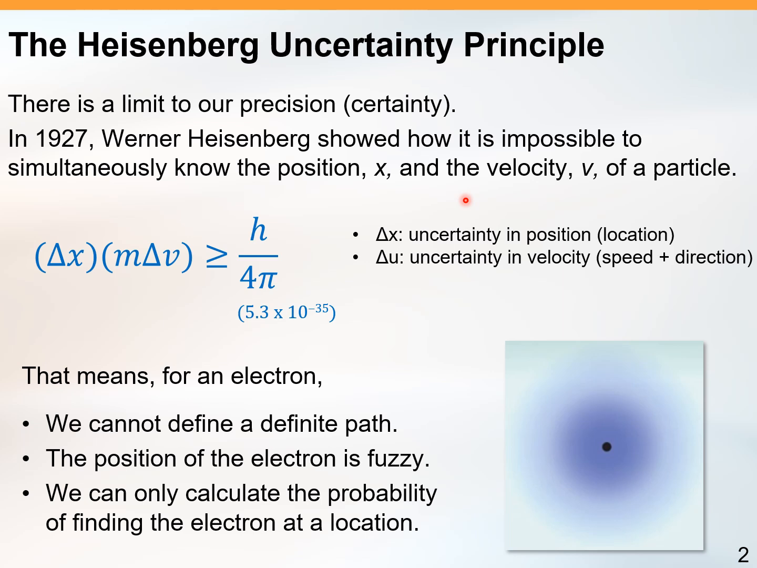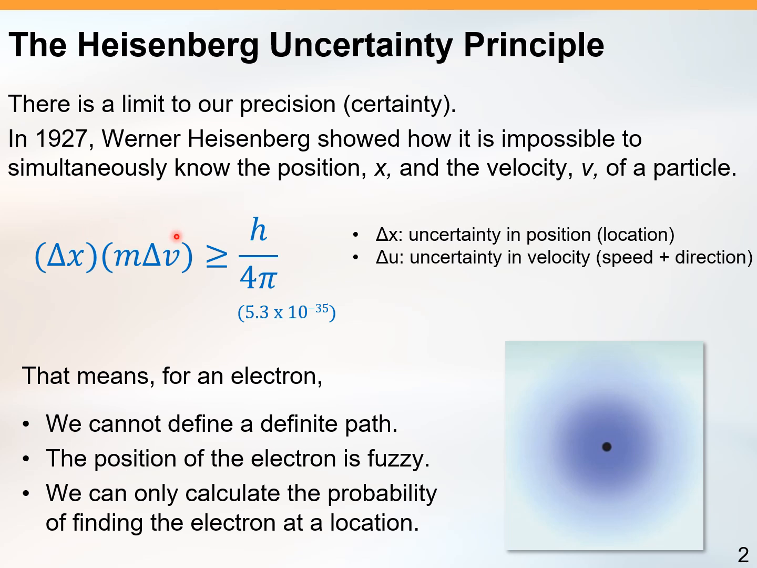The uncertainty principle states that the product of the uncertainty in position and the uncertainty in velocity must be greater than or equal to h, Planck's constant, over 4 pi. This is a very small number. For life-size objects whose masses are large, the uncertainty in position and the uncertainty in velocity both can be very small and not break this inequality, meaning that you can measure position and velocity with certainty.